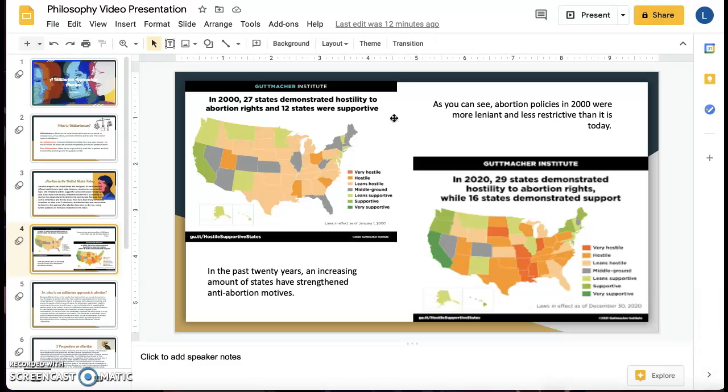So right now, more than half of the U.S. population shows hostility to abortion rights, and only a few states show support. Especially in Texas, we all know about the rise of traditional views and the rise for abortion restrictions and limitations, and how people are planning on defunding Planned Parenthood.